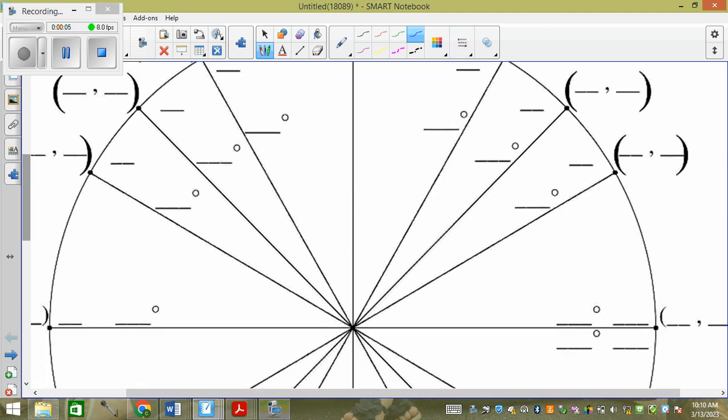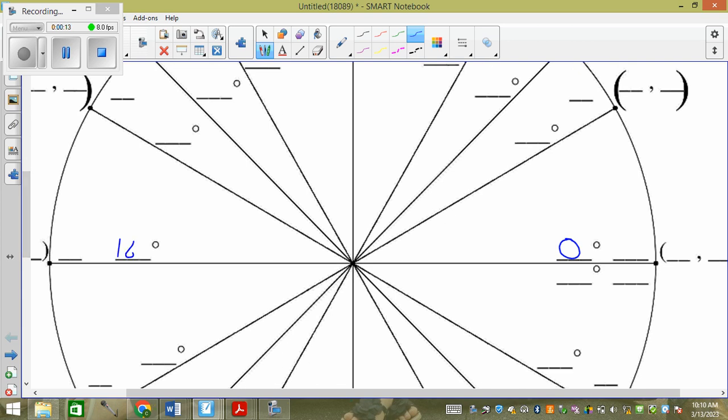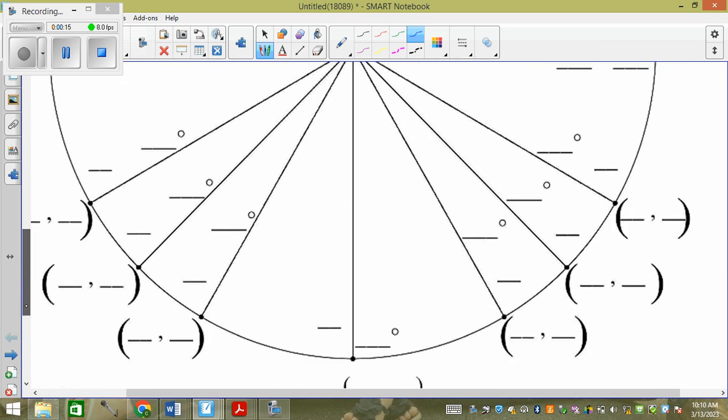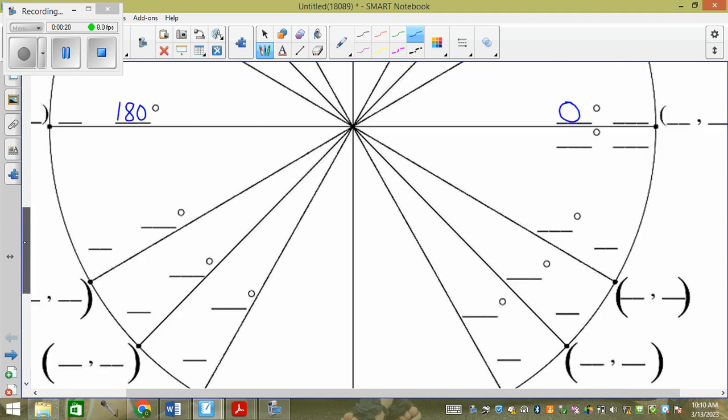So we start off with 0. Then this is how many later? 90. Then another 90 gets me to 180. And then another 90 gets me to 270. And then another 90 gets me to 360.